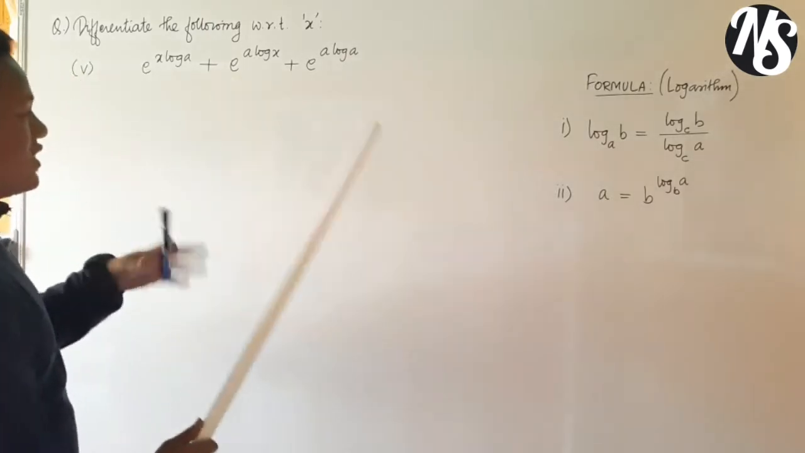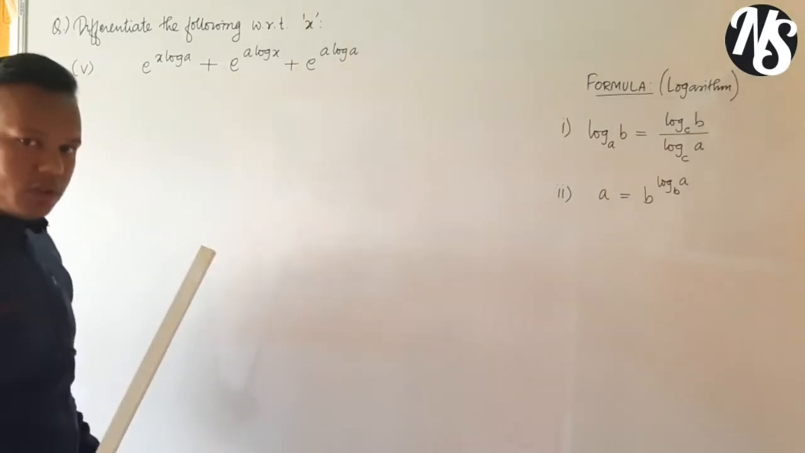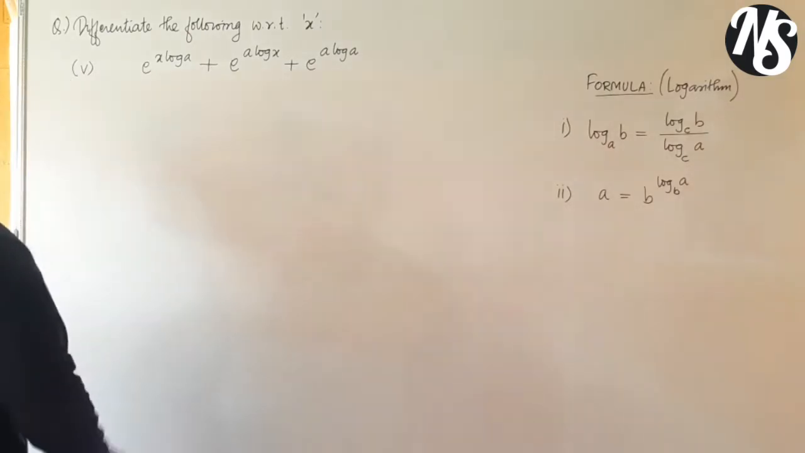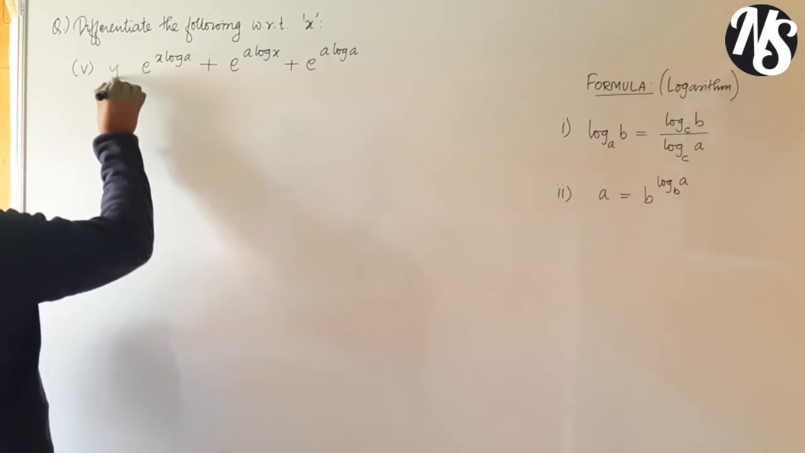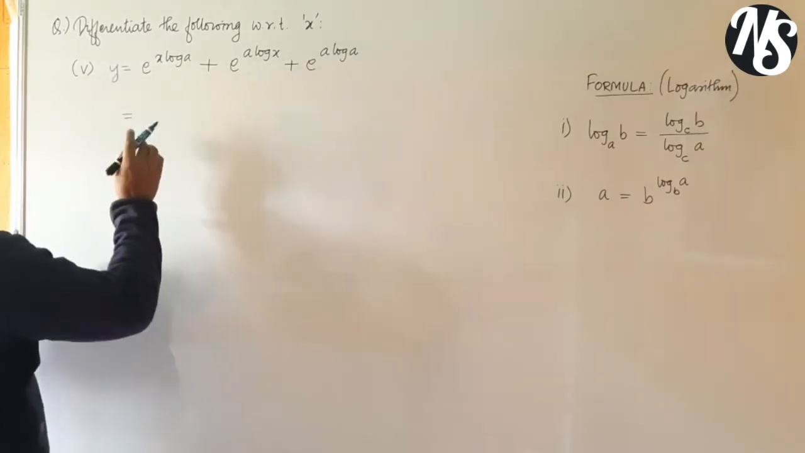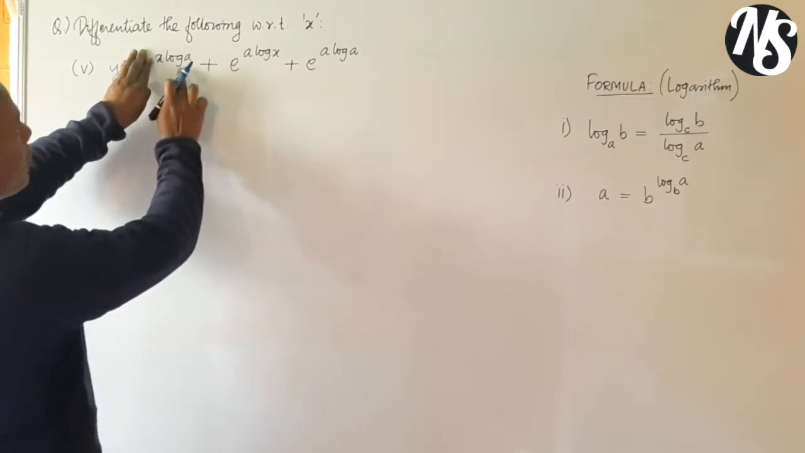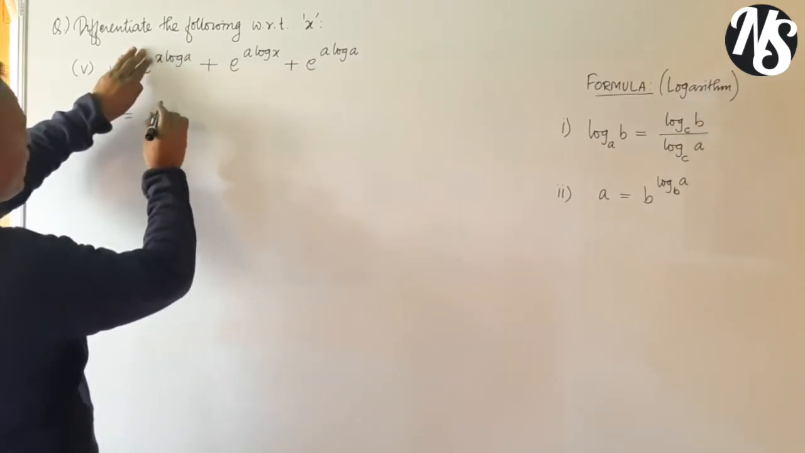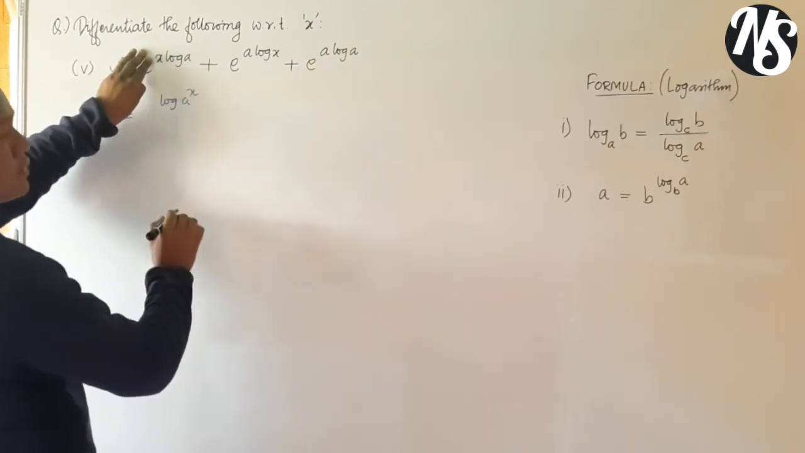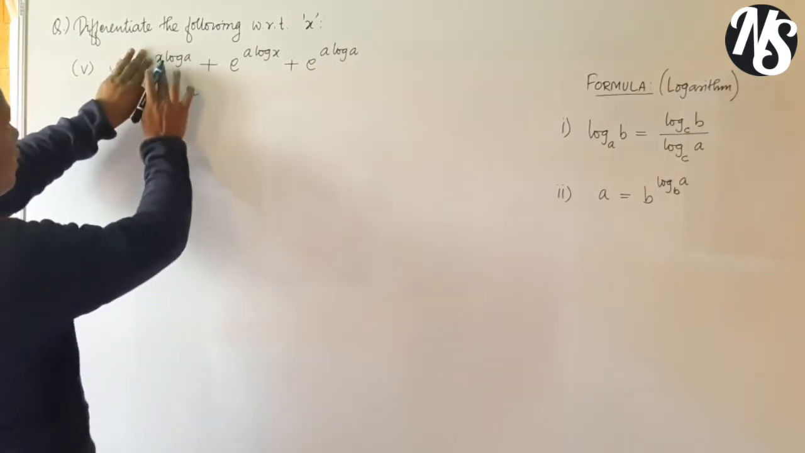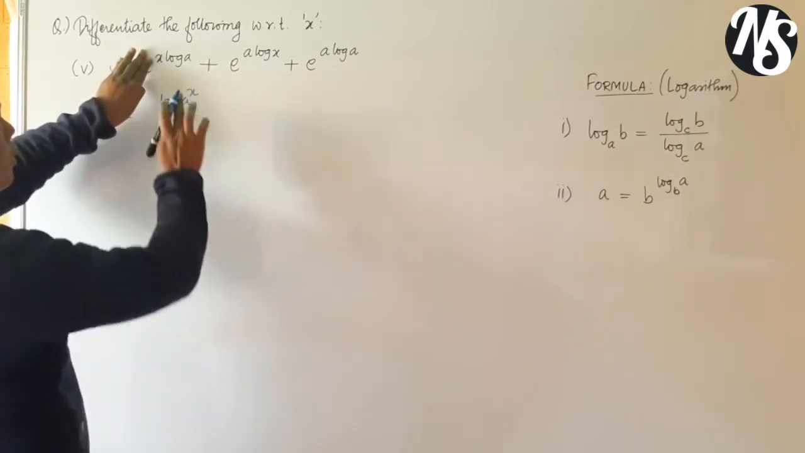Now let's see a few examples where these formulas can be used. Fine, so this is my exponential function, isn't it? So let me call this y. Now see here, forget about this e, you have x log a, isn't it? Now x log a can be written as log a to the power x, isn't it? So we have x log a is equal to log a to the power x.